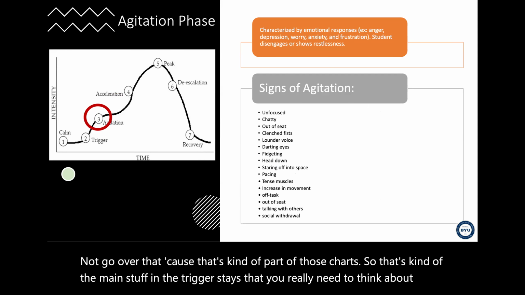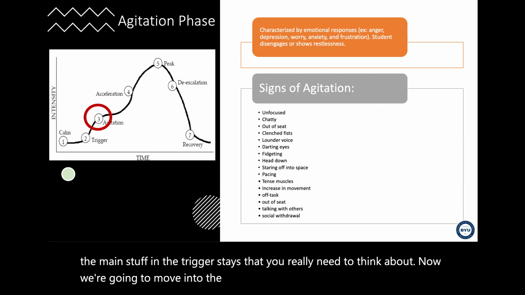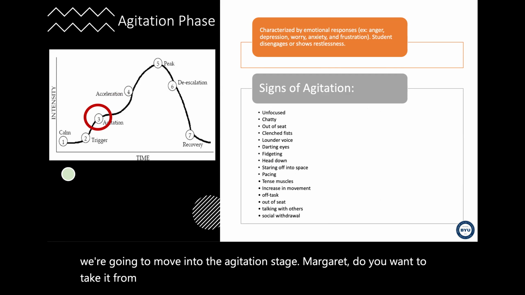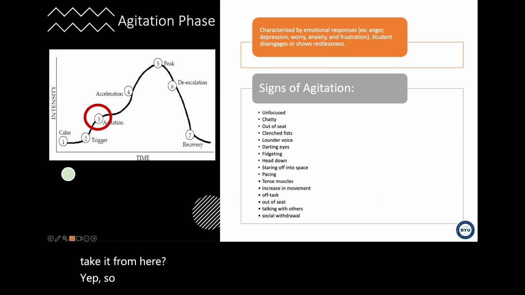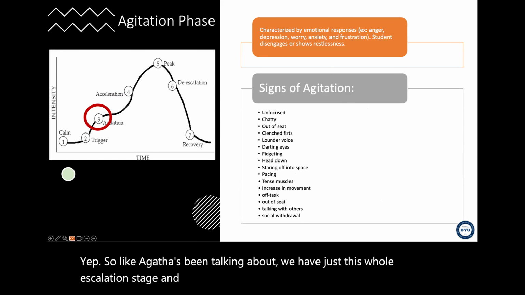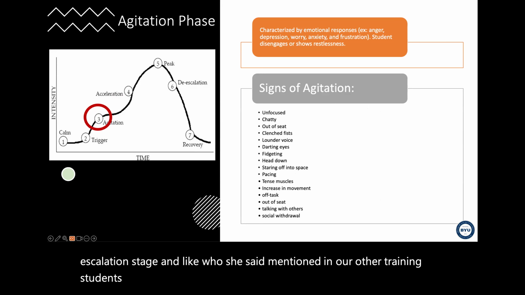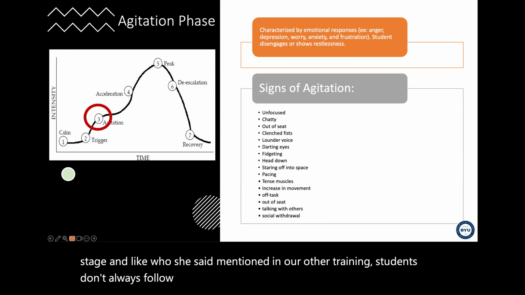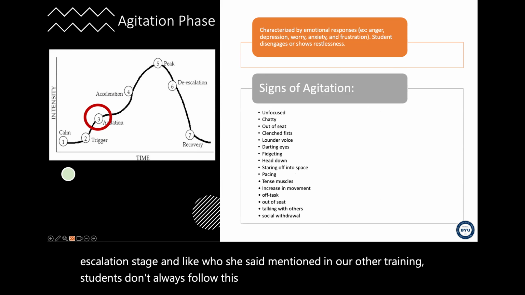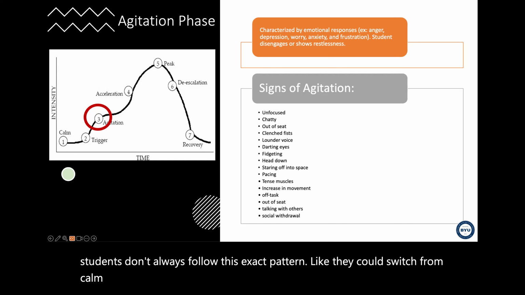Now we're going to move into the agitation stage. Margaret, do you want to take it from here? Yep. So, like Agatha's been talking about, we have this whole escalation stage, and like she mentioned in our other training, students don't always follow this exact pattern. They could switch from calm to agitation or trigger to peak. It fluctuates, but this is generically what happens.